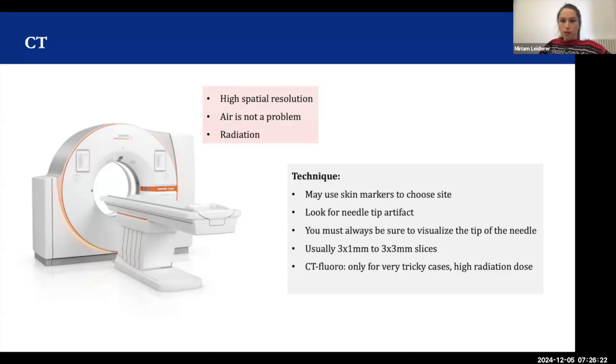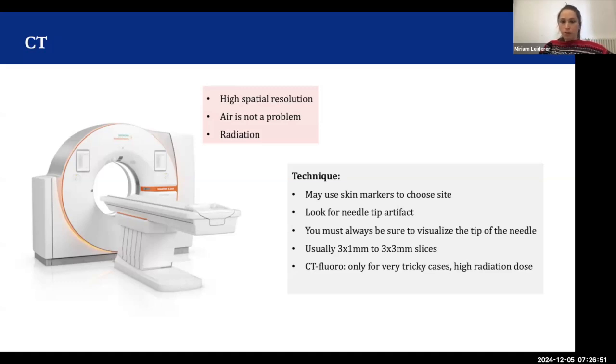For CT, you can use skin markers to choose your entry point. You're going to be able to see the skin markers on the CT image, and then you're going to be able to count out the lines and make sure that your entry point is where you want it to be. Usually you use something like 3 times 1 millimeter or 3 times 3 millimeter slices.